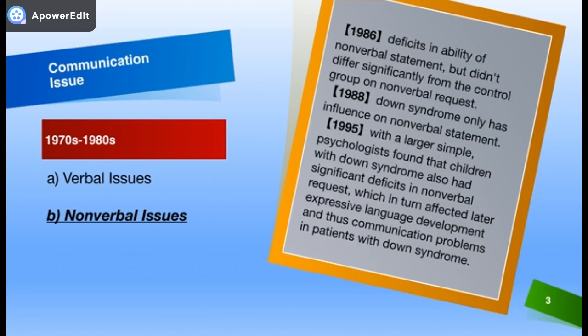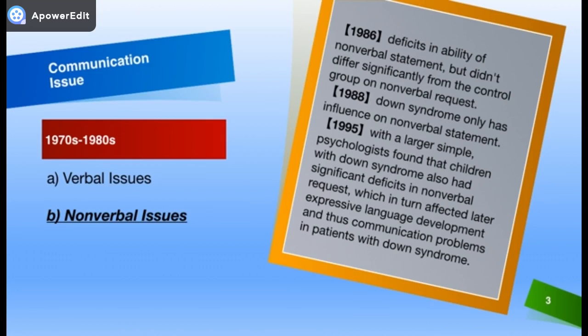Under this theoretical basis, in 1986, two psychologists tested Down syndrome patients in Norway and found that these patients had defects in the ability of non-verbal statement, but they didn't differ significantly from the control group on non-verbal request. Another experiment conducted in 1988 with the same theme also yielded a similar result, that Down syndrome only has influence on non-verbal statement. However, a turning point happened in 1995.